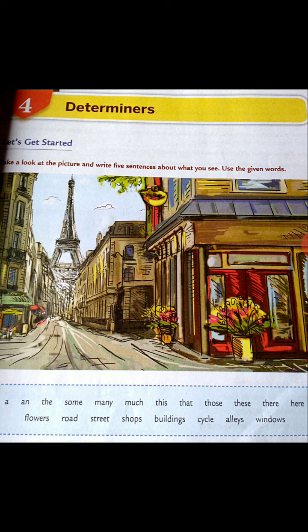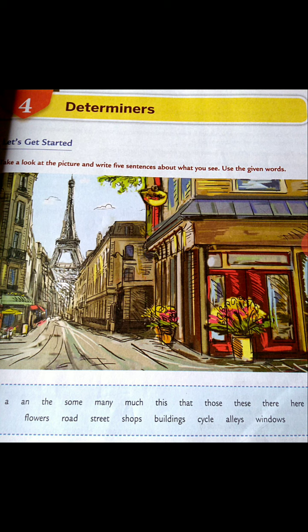A determiner is a word which identifies the noun that is being referred to in a sentence. So if we form a sentence related to this picture, children, this is a street in Paris. Now this is the determiner, the word which identifies the noun that is being referred to in a sentence. We are referring to the street that is in Paris. So this is the determiner which is identifying the noun and telling us this is the street in Paris.